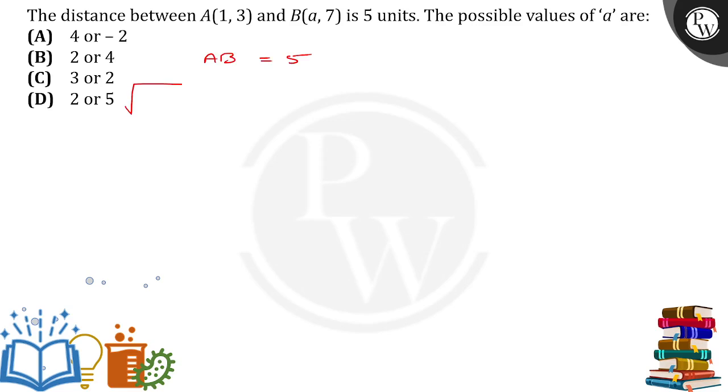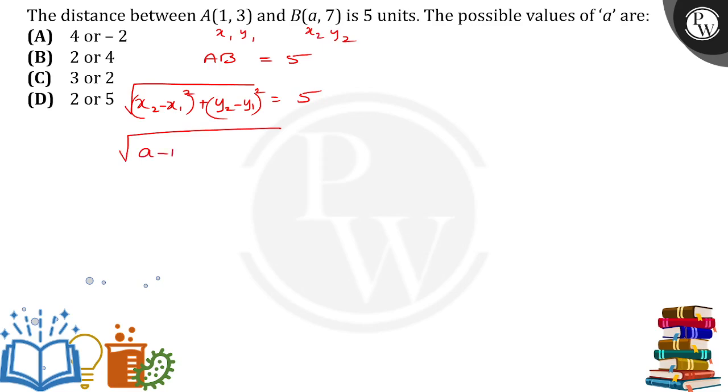So we use the distance formula: square root of (x2 minus x1) whole square plus (y2 minus y1) whole square is equal to 5. Right. So what is (x1, y1)? (1, 3). (x2, y2) is equal to (a, 7). Substitute the values: (a minus 1) whole square plus (7 minus 3) whole square is equal to 5.